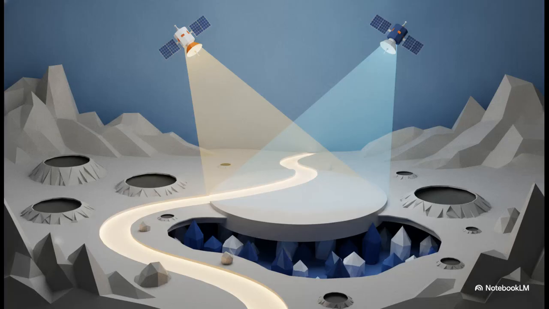Now, this fusion of data isn't just some academic exercise. It's the exact framework actively being utilized right now. Using radar for resources and optical data for safety is the ultimate roadmap. It's guiding the upcoming NASA Artemis missions and the ISRO-JAXA LUPEX missions safely to the surface. It is, without a doubt, the new gold standard for planetary exploration.